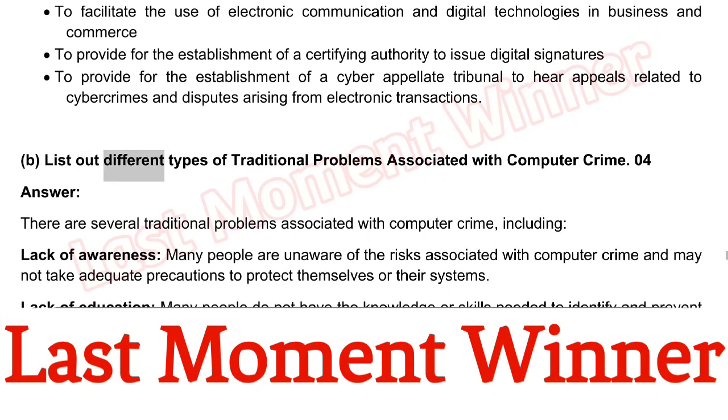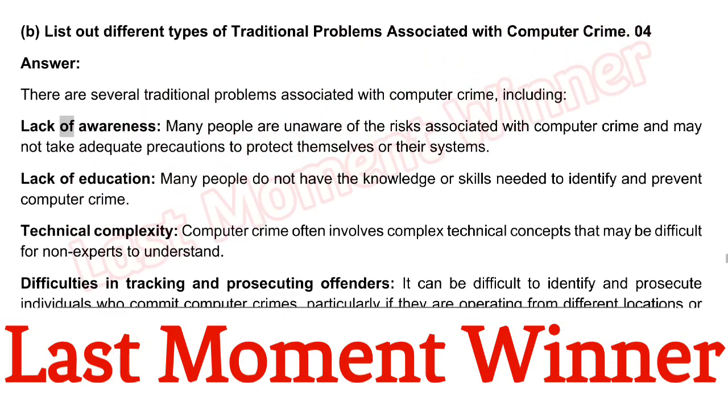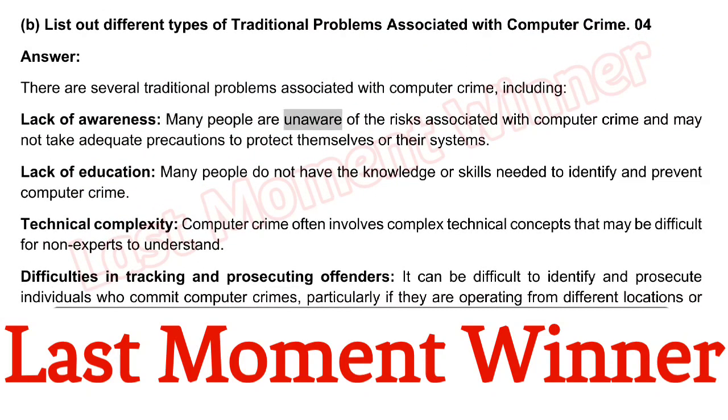B. List out different types of traditional problems associated with computer crime. Question 4 Answer. There are several traditional problems associated with computer crime, including lack of awareness. Many people are unaware of the risks associated with computer crime and may not take adequate precautions to protect themselves or their systems. Lack of education. Many people do not have the knowledge or skills needed to identify and prevent computer crime.